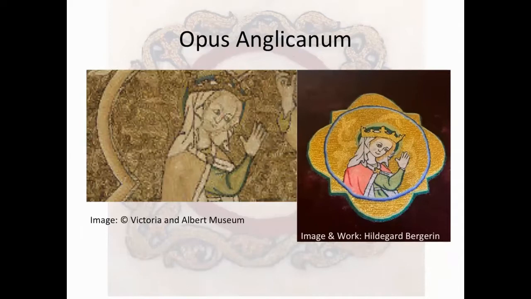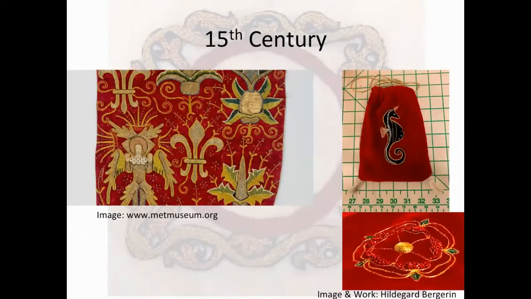Opus Anglicanum is something that you'll probably learn about in another one of my classes. The backgrounds in Opus Anglicanum are underside couching as opposed to surface couching. But here's an example of an extant piece and a copy of that. That's a whole other class for you to take maybe next university. That was also 14th century.